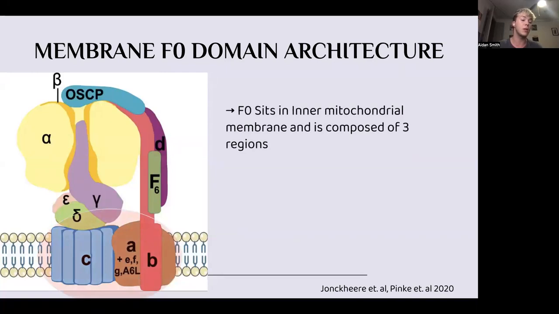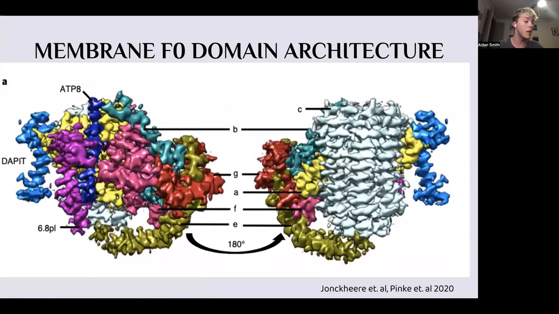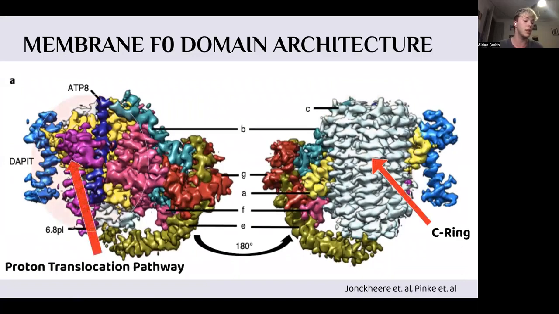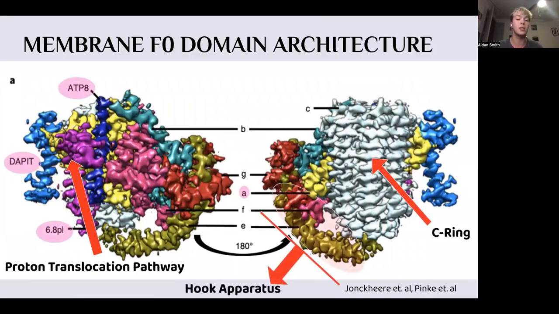This subunit sits in the intermitochondrial membrane itself and can be divided into three main regions. First, we can look at the rotating C subunit. Next, we can look at the proton translocation cluster consisting of subunit A, DAPIT, 6.8pi, and ATP8. And then finally, we can look at the hook apparatus, which consists of subunit F, G, and E.